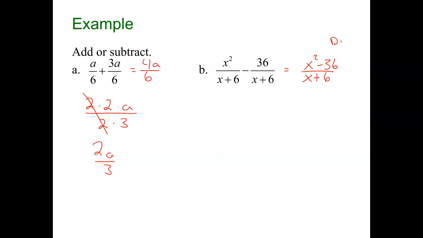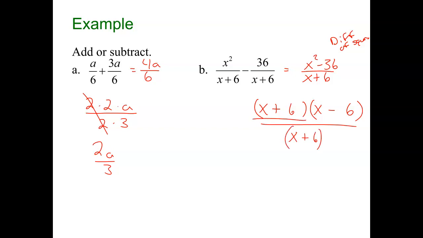So I've got a difference of squares that always factors to be x plus and x minus. What's the x plus and the x minus? 6, because it's the square root of 36. Note now, common factors. I have a factor of x plus 6, a factor of x minus 6, and a factor of x plus 6. What do they have in common? The factors will eliminate, leaving me with x minus 6.